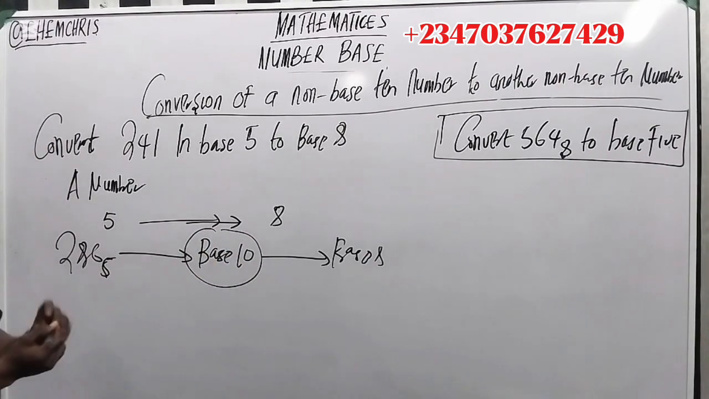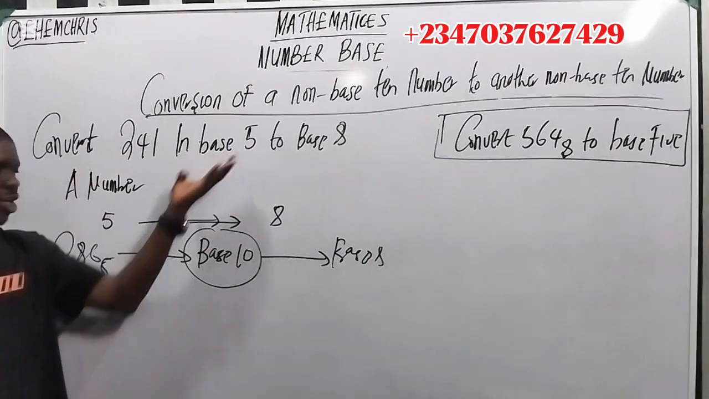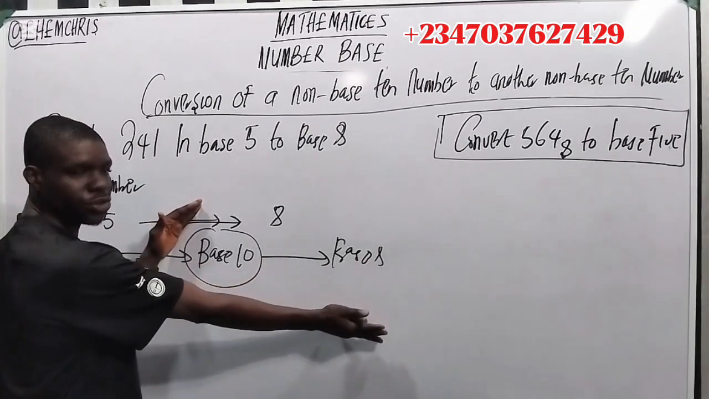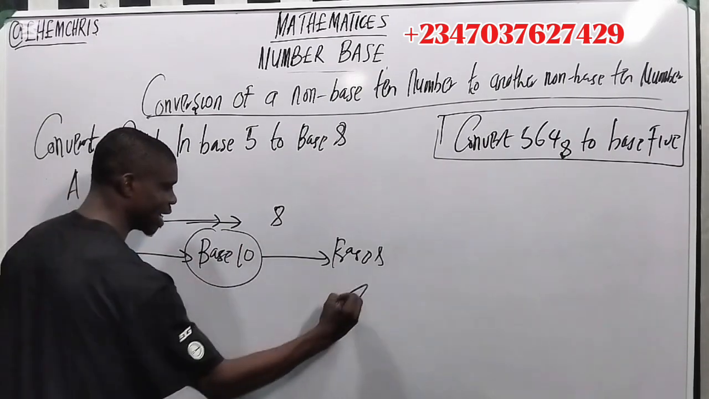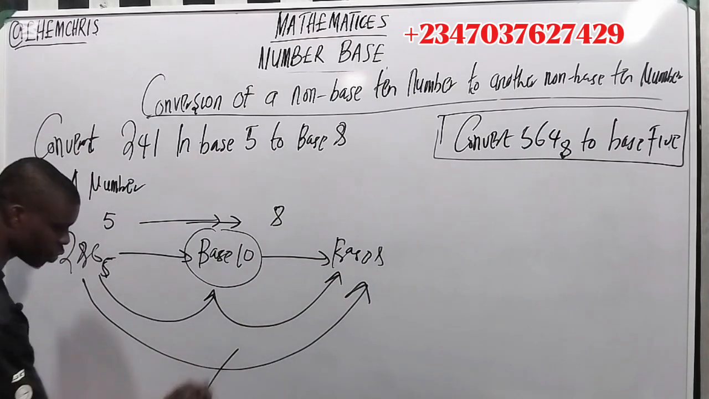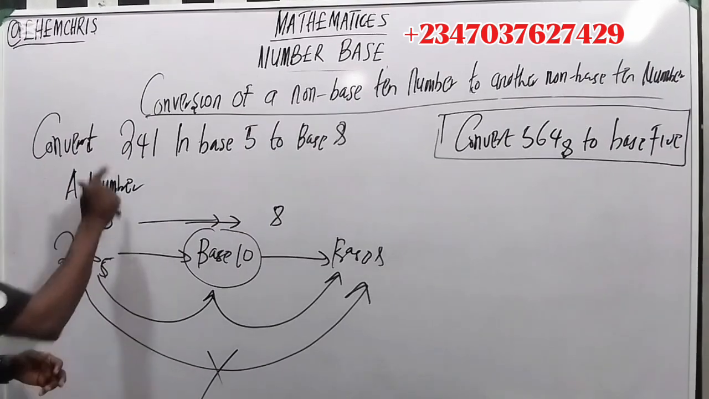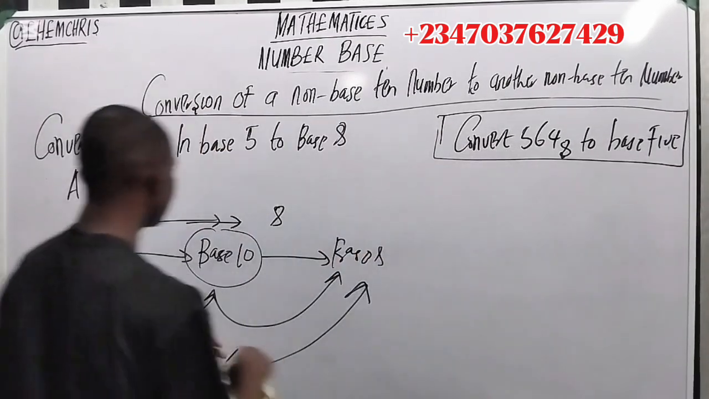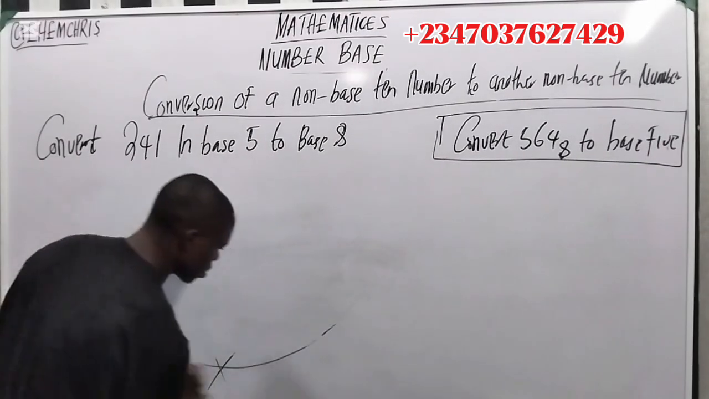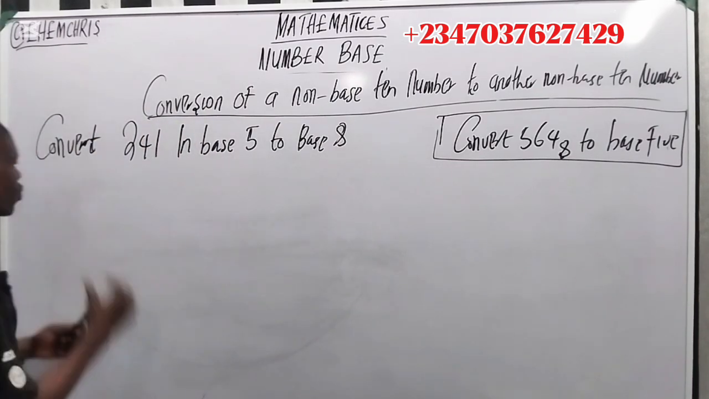So if you are converting 241 in base 5 to base 8, you must first convert it to base 10. Once the number is not in base 10, you cannot convert directly to base 8. Do you understand? So you cannot go directly to this one, but you move from here before you get to the other point. That's what you need to understand here. Therefore, let's convert 241 in base 5 to base 10. That is what we want to do first.